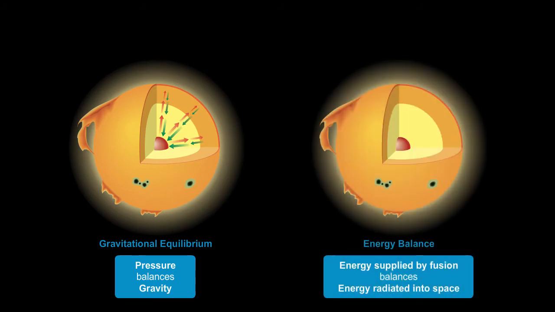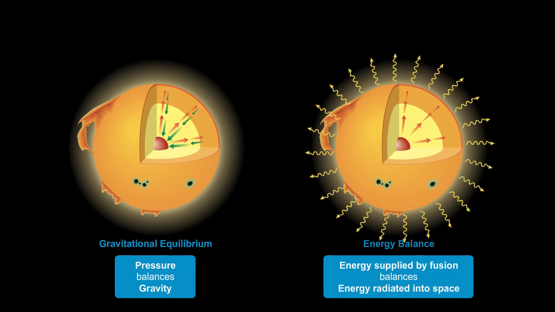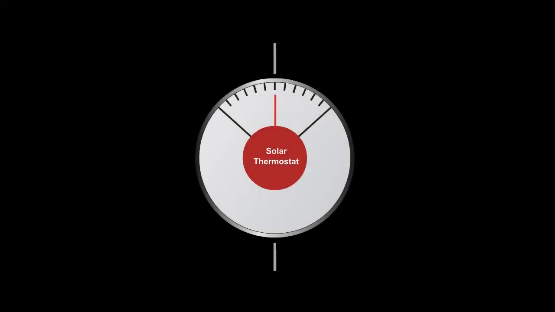The second kind of balance, called energy balance, is between the amount of energy released by fusion in the core and the amount radiated into space from the Sun's surface. This balance keeps the total thermal energy of the Sun steady. Without this balance, the interior of the Sun would heat up or cool down. Let's see how the interplay of these 2 kinds of balance acts as a self-regulating thermostat.